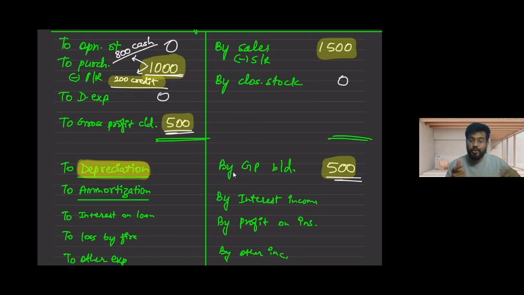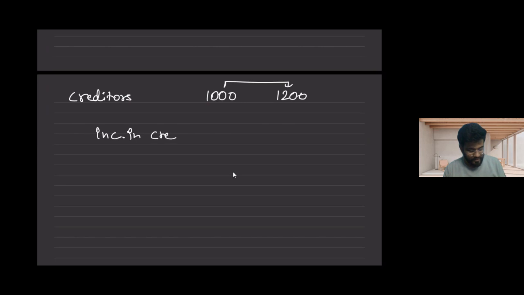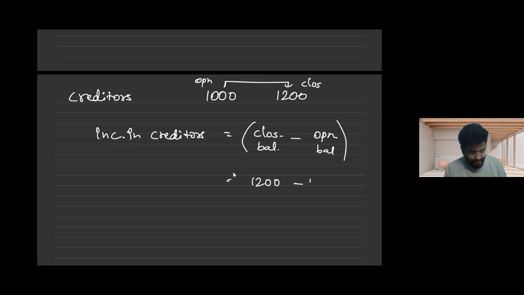By this 200, your liability would have increased. That means your creditors, let's say earlier, were 1,000. Now your creditors would increase by 200 because I have taken goods on credit. So what is the increase in creditors? Sir, how to find the increase or decrease? Always do closing balance minus opening balance. This was my closing balance, this was my opening balance. So this gives me 1,200 minus 1,000.